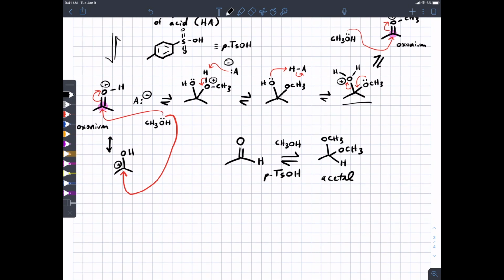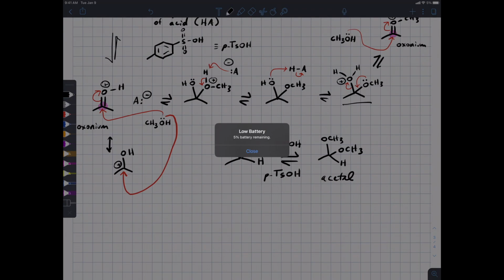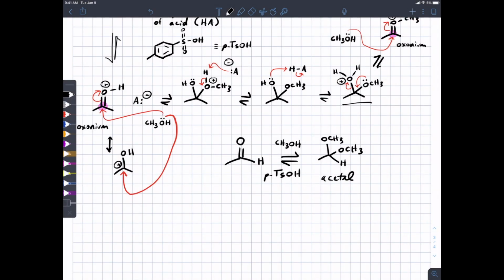So this works for aldehydes and ketones? Yes, works for aldehydes and ketones. Does it work equally well, or does an aldehyde get a higher yield? I think it's about the same. In any case, we can push the reaction to completion by making sure it's not in equilibrium.